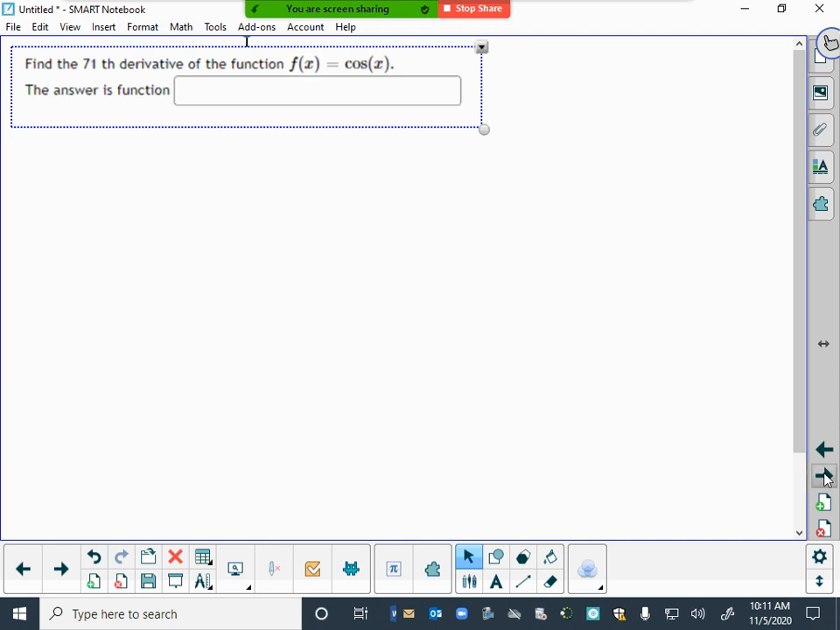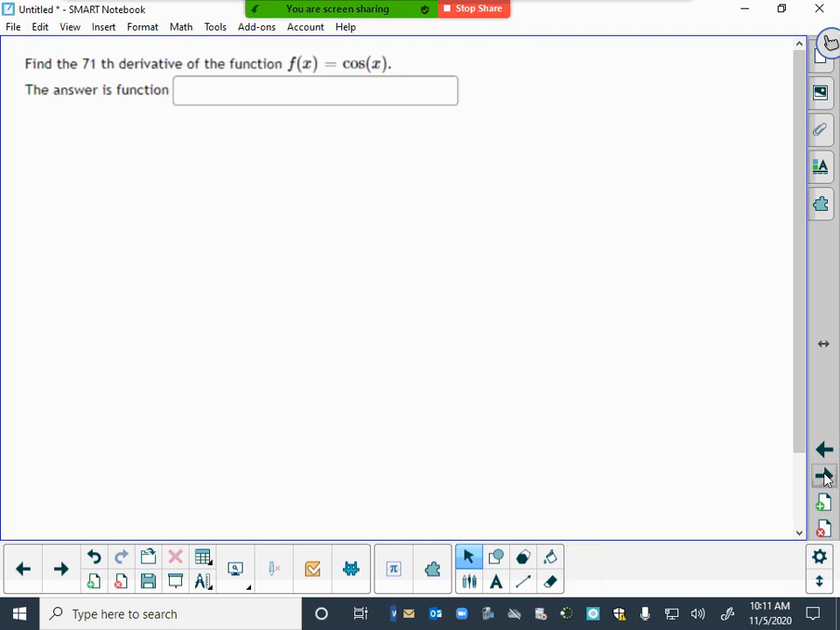And did we have one more? Okay. Find the 71st derivative of the function f of x equals cosine x. So through repeated derivatives here, I'm not able to apparently make that, there it goes. Okay. Well, let's keep track of the derivative number.